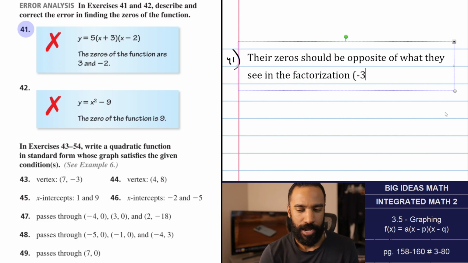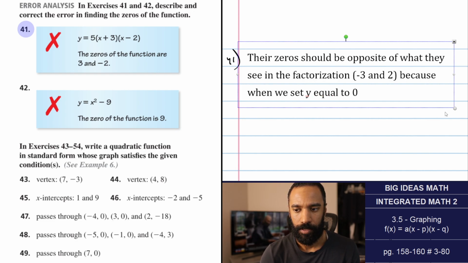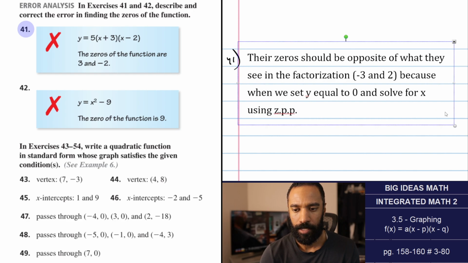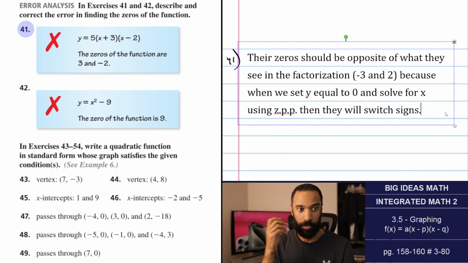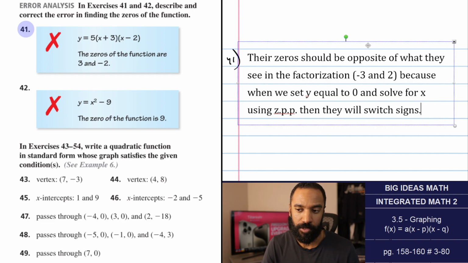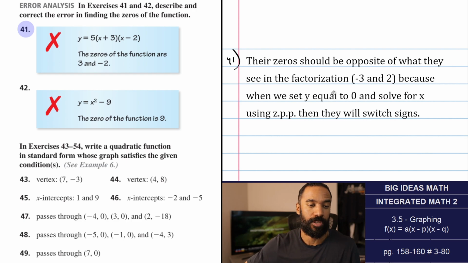And here's going to be my answer: negative 3 and 2, because when we set y equal to 0 and solve for x using the zero product property, then they will switch signs while solving, right? X plus 3 equals 0, x equals negative 3. Subtract 3 from both sides. X minus 2 equals 0, x equals 2. Add 2 to both sides. That's what happens. So they didn't swap them. Things didn't work out, right?